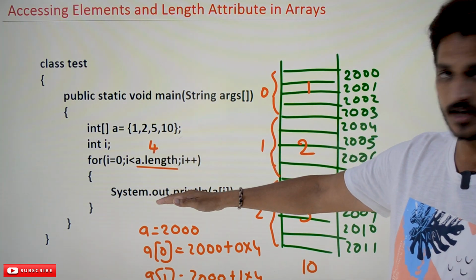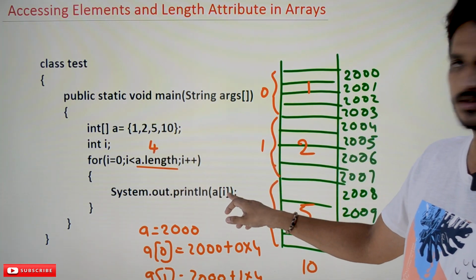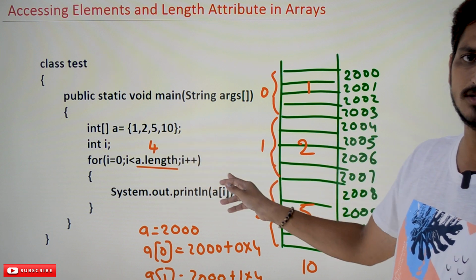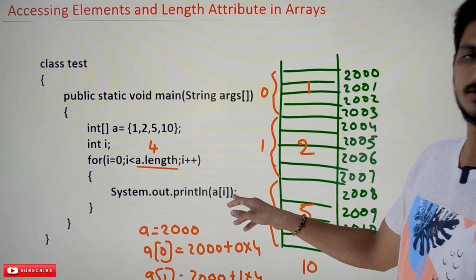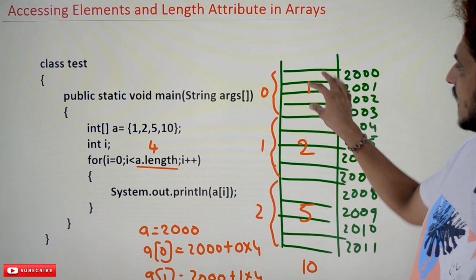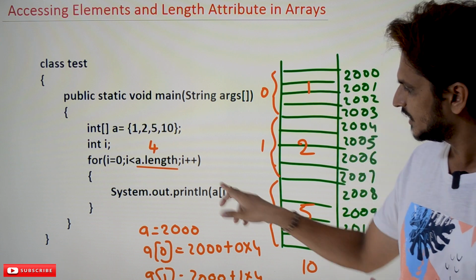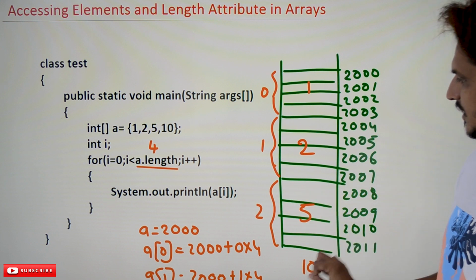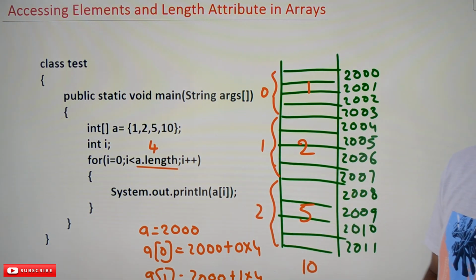First time when it enters the loop, the i value is 0. Second time, i is equal to 1. Third time, i is equal to 2. Fourth time, i is equal to 3. So a[0] is going to access the first element. a[1] means this position, the second element. a[2] means the third element. a[3] means the fourth element.